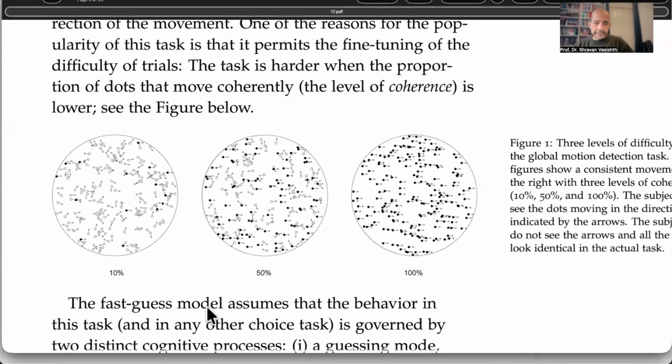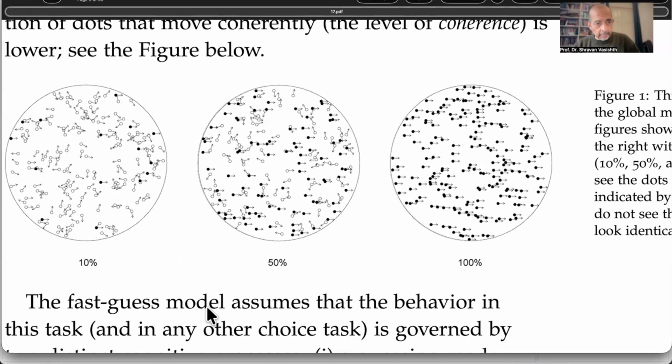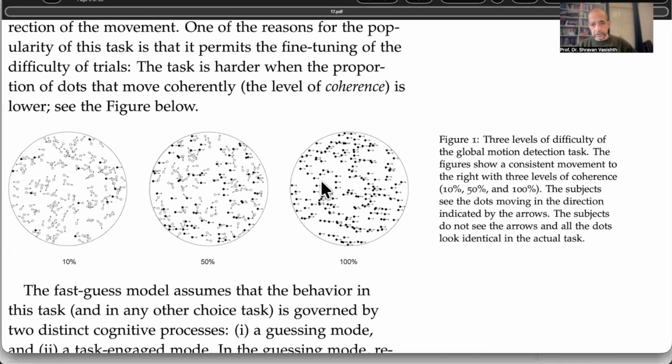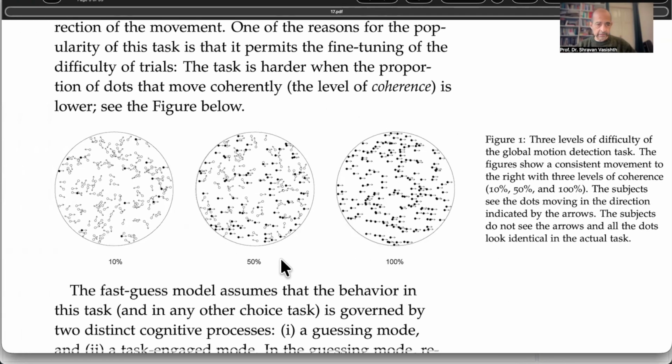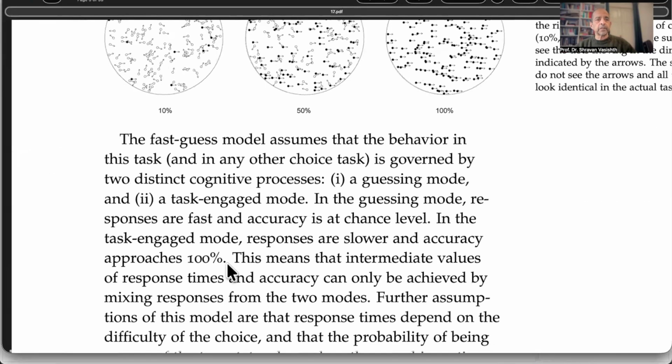And then you can make this task more difficult by having many dots that are moving in one particular direction, or very few dots that are moving in another direction. So it becomes harder to tell what the direction of movement is if you make the task harder by reducing the number of dots, right? So this would be easy because you'd be seeing everything moving in one direction. This would be harder, right?